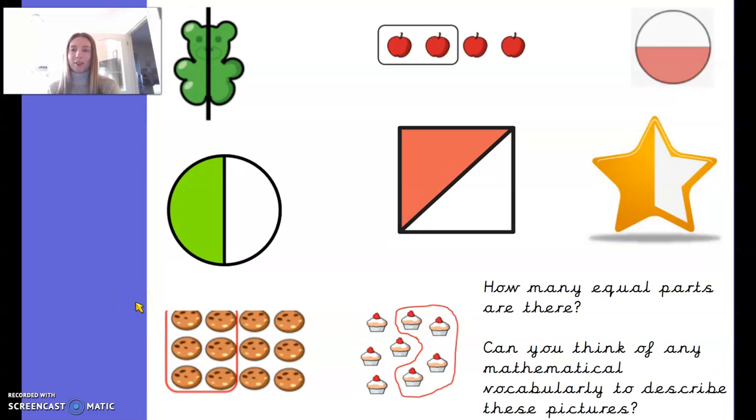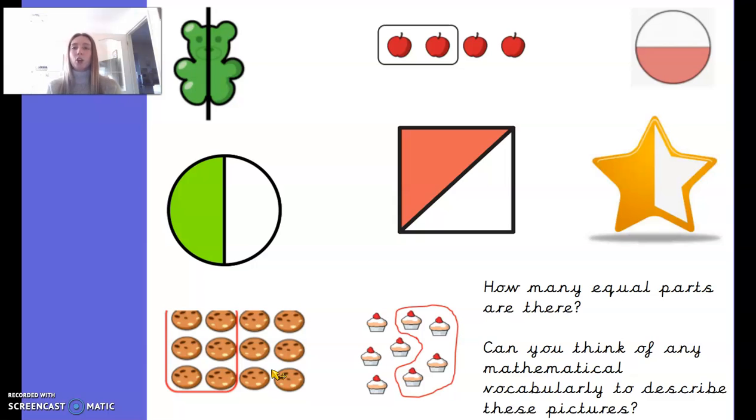Okay, so hopefully you have noticed that each picture or group of objects has been split into two equal parts. We can see the teddy has got two equal parts. There's one part here and one part here. Two equal parts, one part, two parts, one part and two parts, and each shape has also been split into two equal parts.